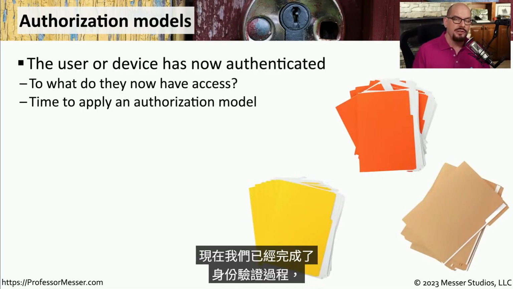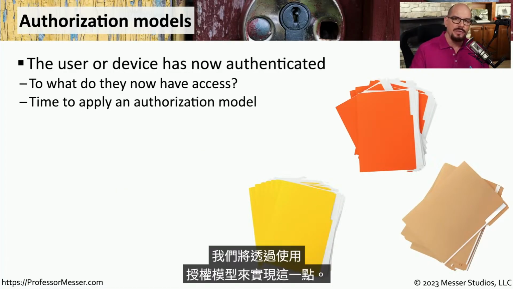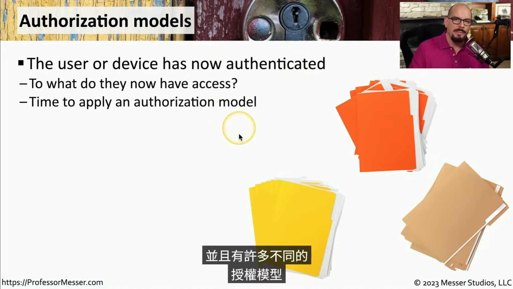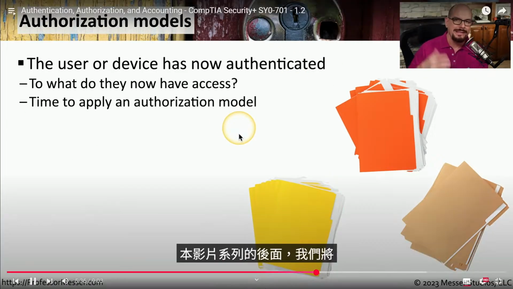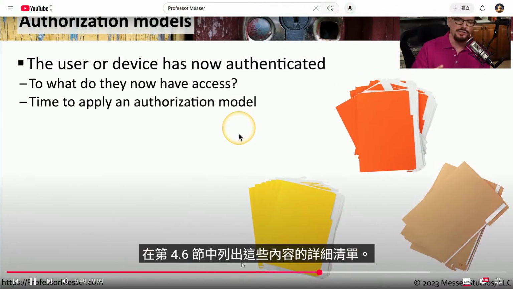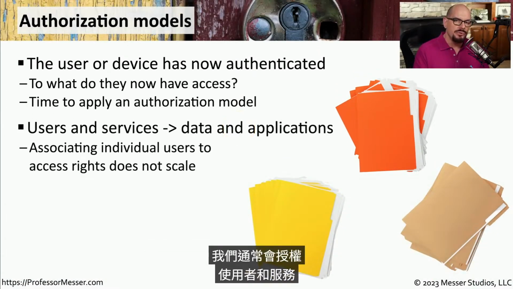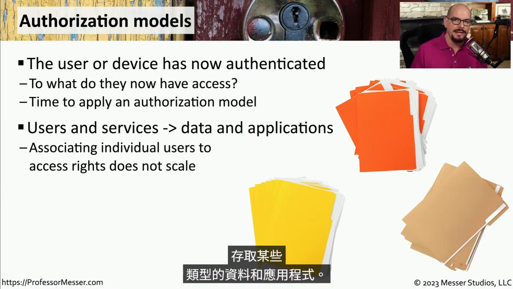Now that we've gone through the authentication process, how do we authorize that device to have access to resources within our network? We would do that by using an authorization model. And there are many different authorization models to choose from. We have a big list of these later on in the video series in section 4.6. We would commonly authorize users and services to have access to certain types of data and applications.